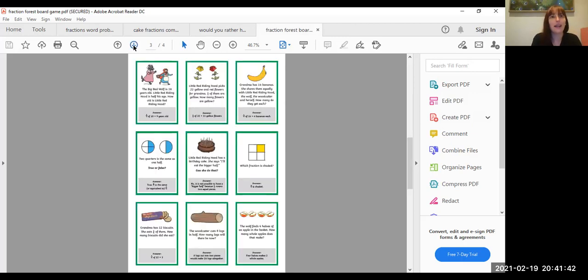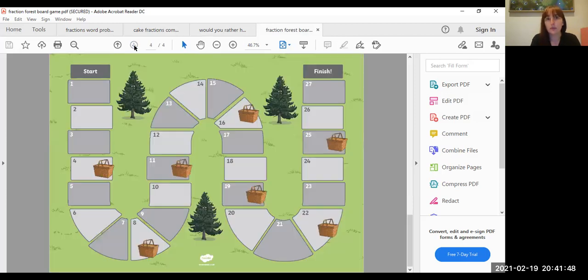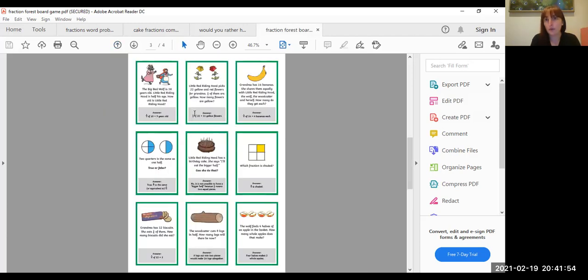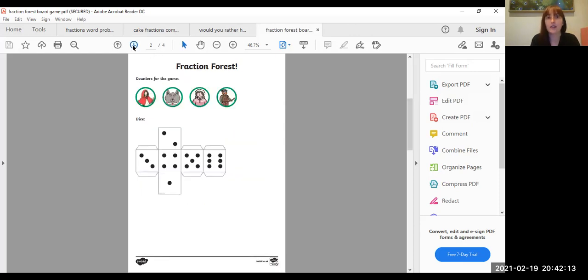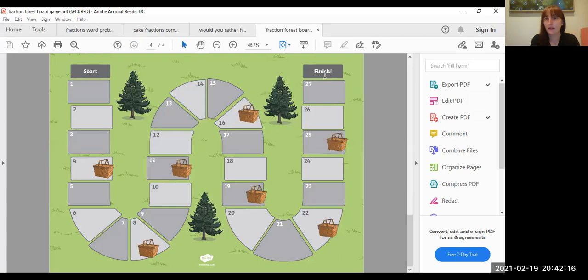But I'm just saying, you don't have to. Then you've got some problem cards, all right, and a board. So you work your way around the board, and whenever there's a basket, you need to pick yourself one of the problem cards and solve it. And I think if you solve it, you get to move on a few extra squares. All right. Here you are. It says, if you land on a space with a basket, pick up a fraction frenzy card and ask a friend to read you the question. If you answer the question correctly, you move forward an extra space. And it's a race to see who can get all the way to the end. All right, so that's just a nice, fun way of practicing those fractions in a different way if you get everything else done and you'd like something else.